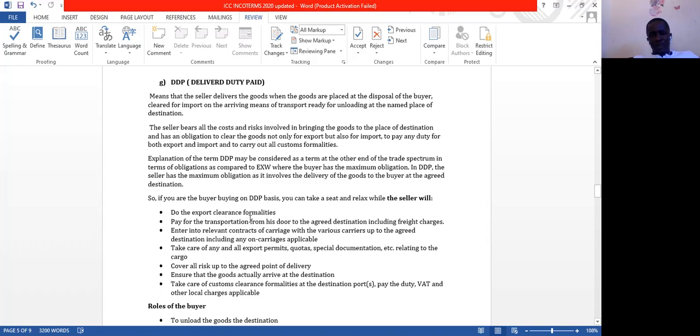Now, when you're trying to elaborate deeply on the DDP, it may be considered as a term at the other end of the trade spectrum in terms of obligation compared to EXW. Remember, this is the opposite of EXW. On EXW, we said the seller does very little; much of the bulk is on the buyer. Now here, it is the seller who is doing the bulk of the work. Less work is on the side of the buyer. So DDP is the opposite of EXW.